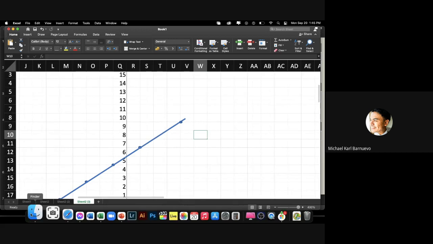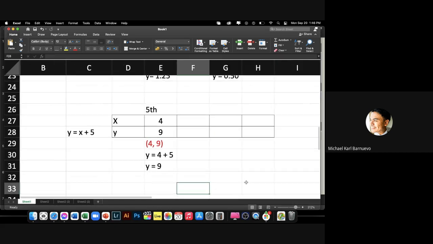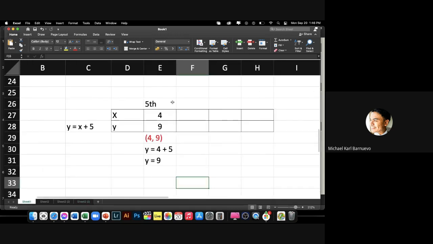So, any number that you will put here, as long as you will compute for the other value, either x or y, it will still fall on the same line. Okay? O last, tingnan natin kung totoo ba talaga yung sinasabi ni sir.